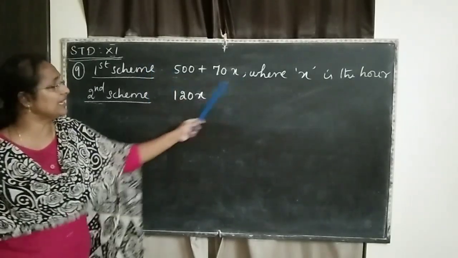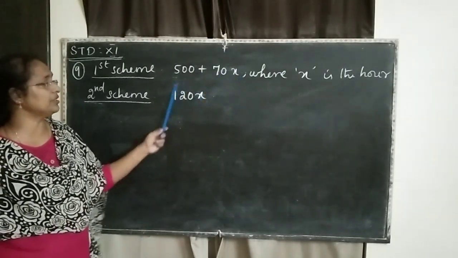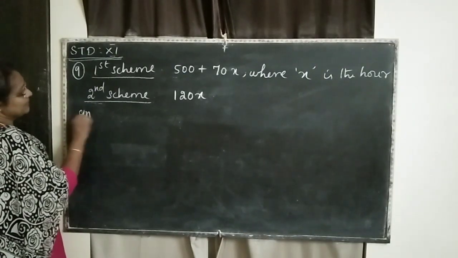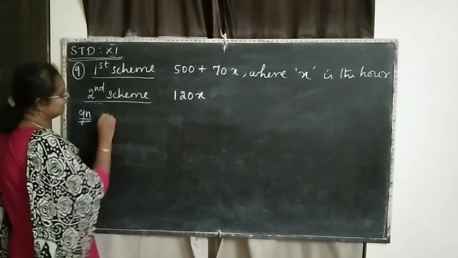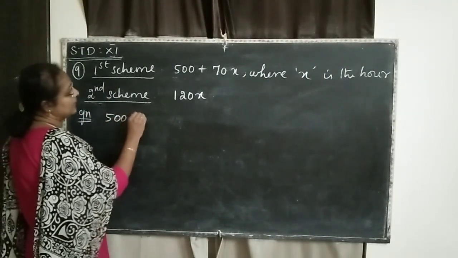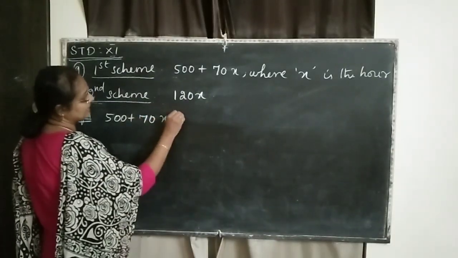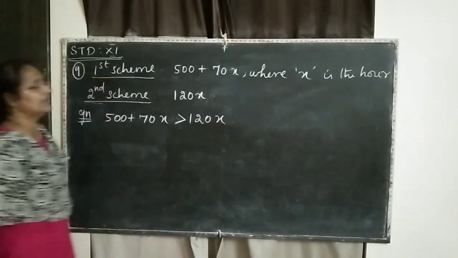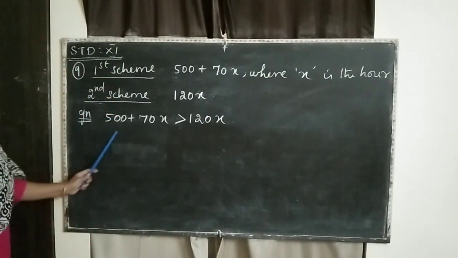So now this is going to be the greater amount, isn't it? This is going to be the lesser amount. So what can we do now? From the given information I can assume that 500 plus 70 into x is greater than 120x. Now we are going to solve this.